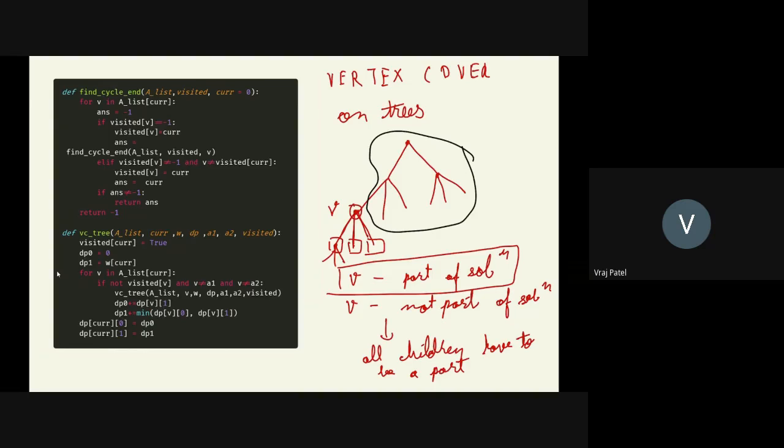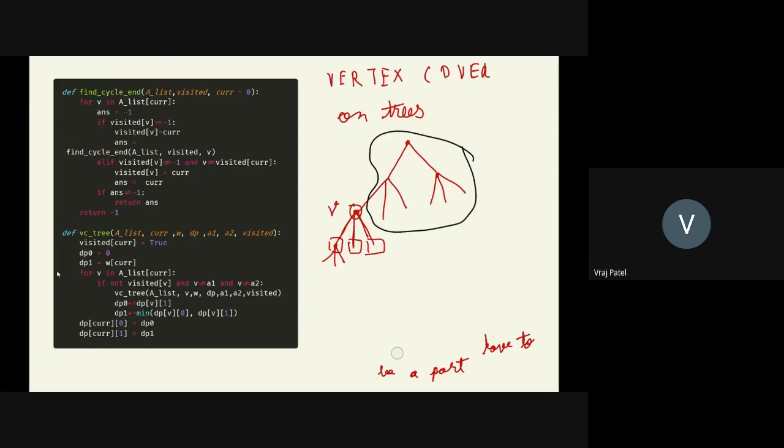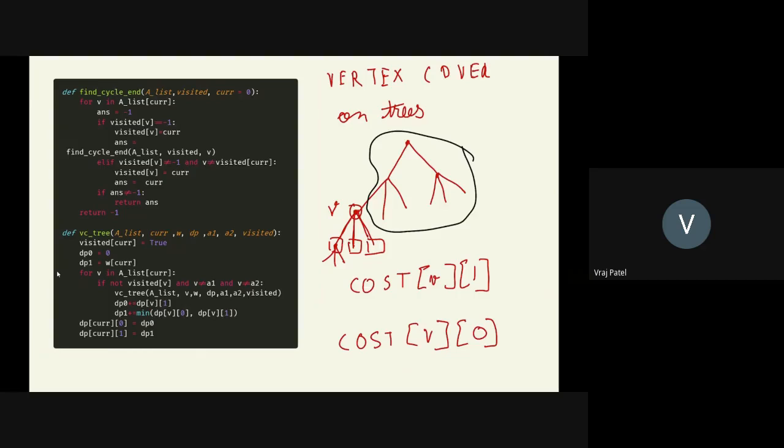So let us try to solve just the vertex cover problem in this part of the tree. Let us first assume that we have solved the vertex cover problem. For each of these nodes, we'll try to find two things. We'll try to find the minimum cost when V is a part of the solution. This we will take as cost V1, and then we will try to find cost V0 if V is not part of the solution. So these are the two costs that we will try to find for this particular vertex.